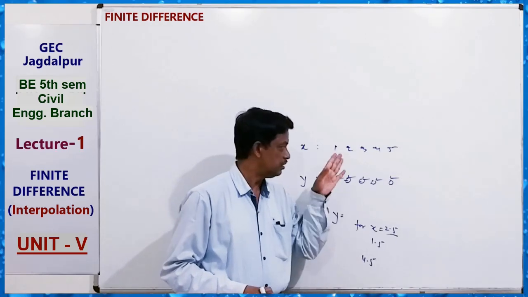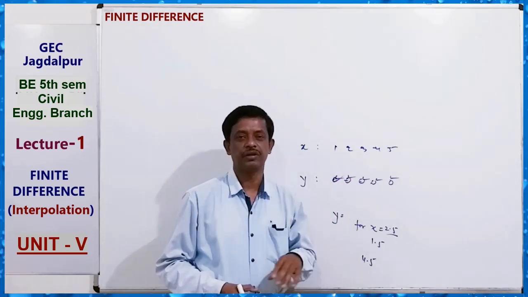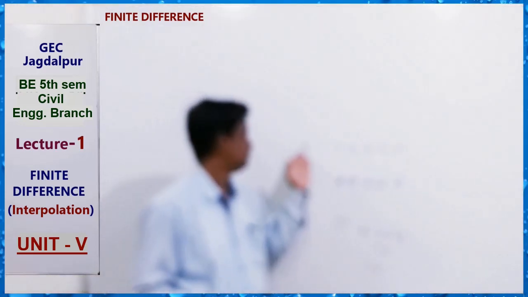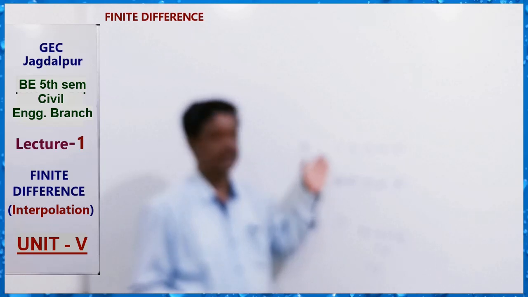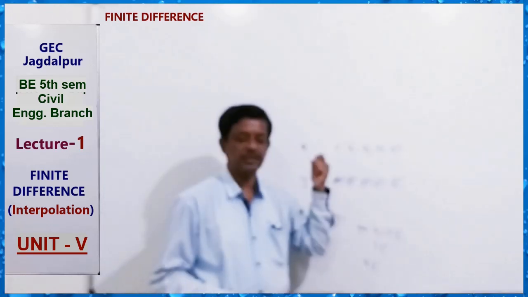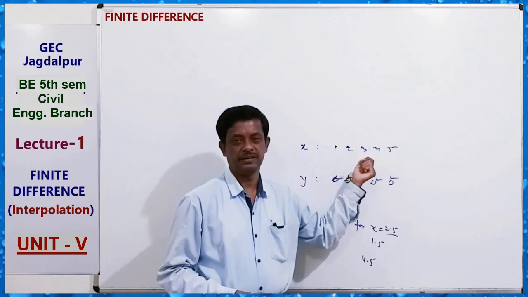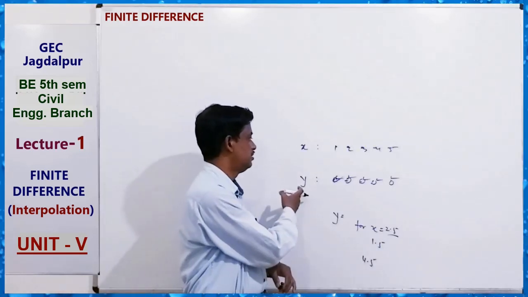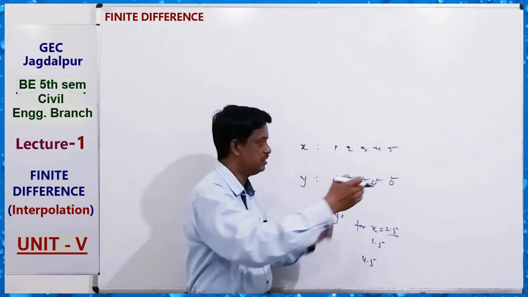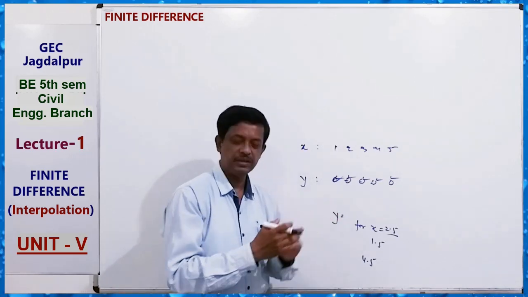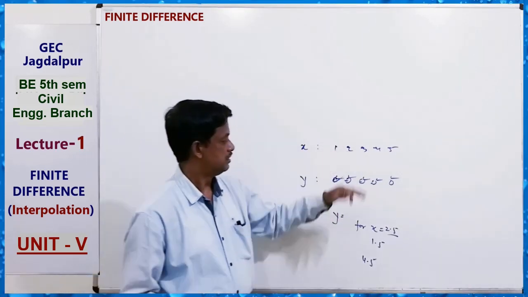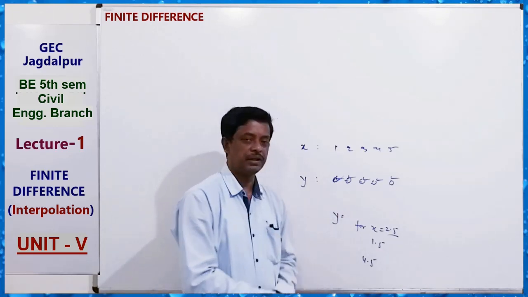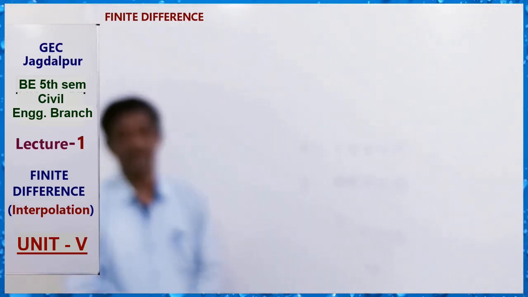Interpolation. Finding this type of values of a dependent quantity, for a particular value of the independent quantity within the range, the inner part, is called interpolation. Means finding the value of y for a value of x which lies within the range, the internal part of the range, that method is called interpolation.